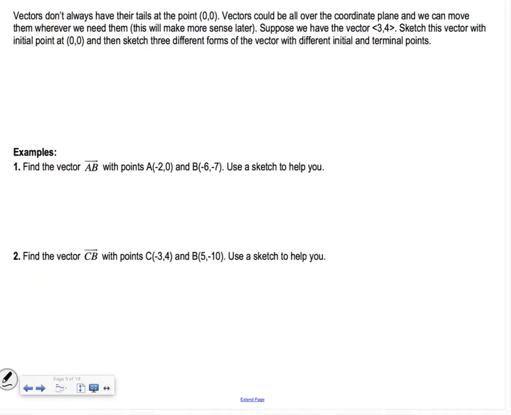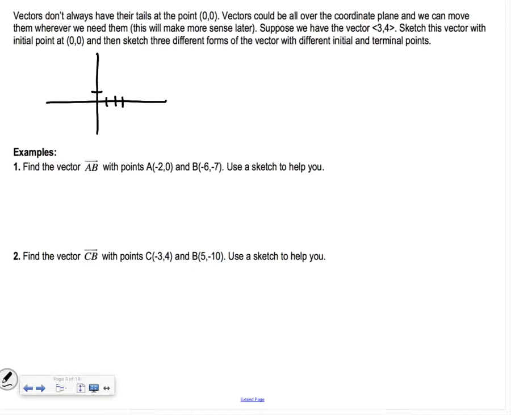All right, so it says vectors don't always have their tails at the point 0, 0. Vectors could be all over the coordinate plane, and we can move them wherever we need them. So we move them around a lot. This is going to make more sense as we're adding vectors and so on. So suppose we have the vector 3, 4. It says sketch this vector with its initial point at 0, 0, and sketch 3 different forms of the vector with different initial and terminal points.